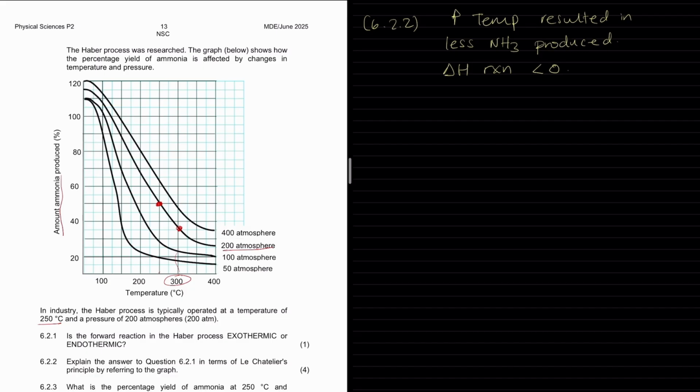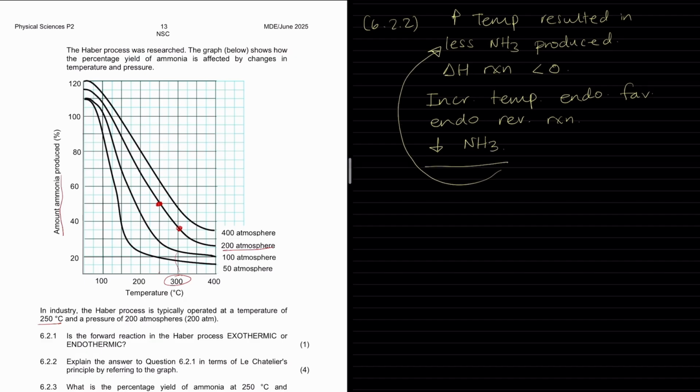And we have to use Le Chatelier's principle here. We'll say if you increase the temperature, the system is going to favor the endothermic. So the endothermic is the reverse reaction. That means you're going to have less NH3, which corresponds to what we're seeing in the graph.